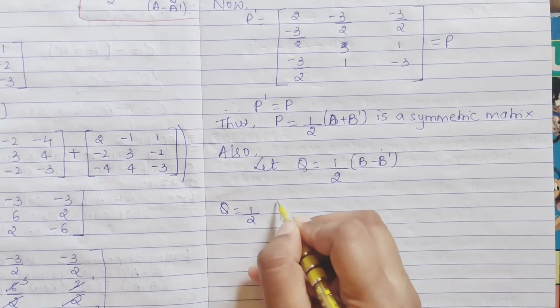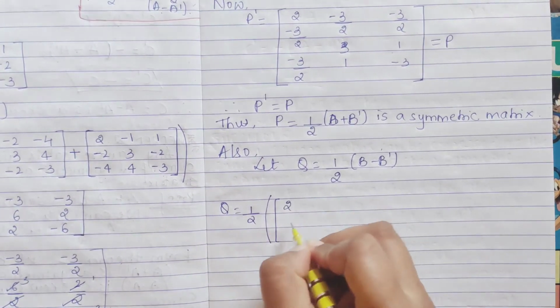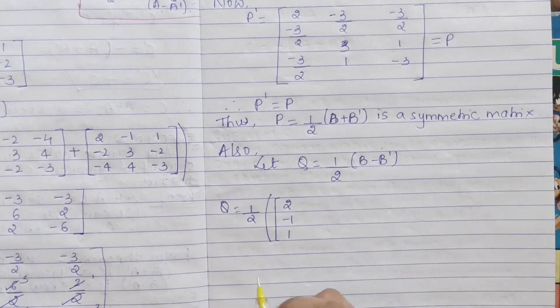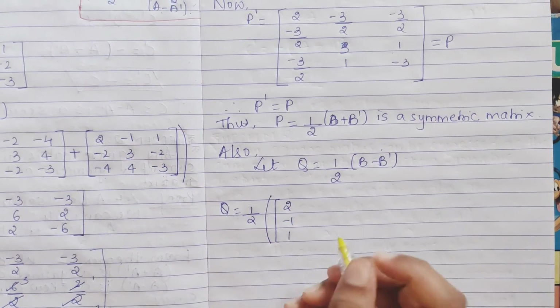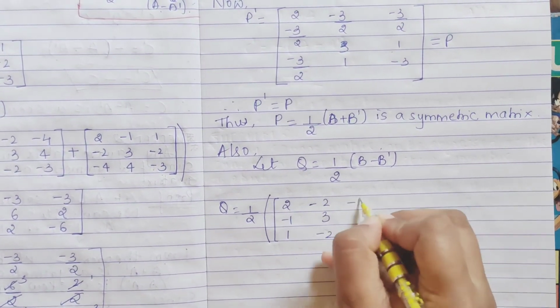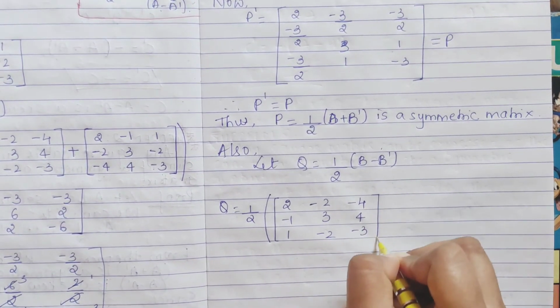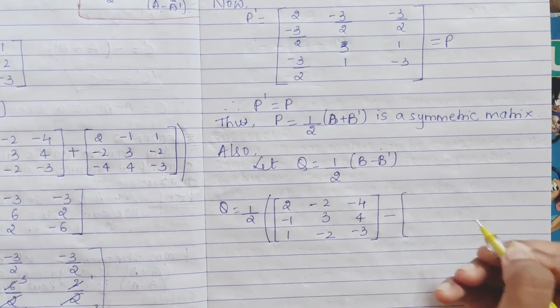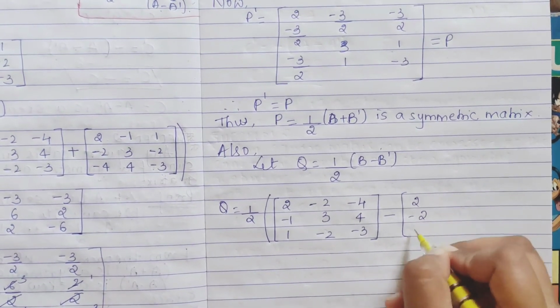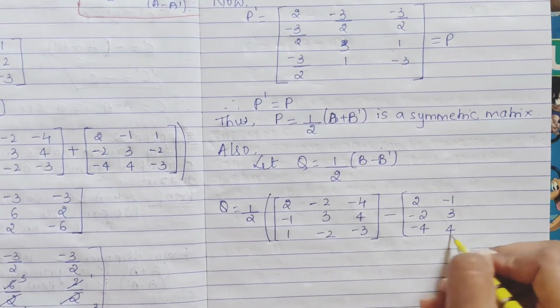First, your B, what was your B? It is 2, minus 1, 1. Then you have minus 2, 3, minus 2, minus 4, 4, minus 3.